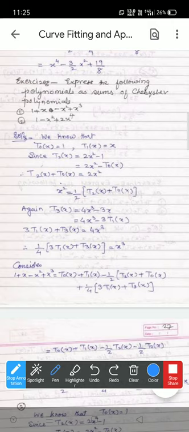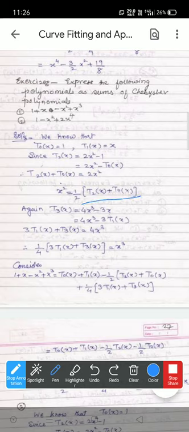So we know that here T0(x) = 1, T1(x) = x and T2(x) = 2x² - 1. So 2x² as it is. But 1 is equal to T0(x). So T2(x) plus this T2(x) plus T0(x). Ye idhar jaake positive ho jayega, which is equal to 2x². So, x² = 1/2 (T2(x) + T0(x)).